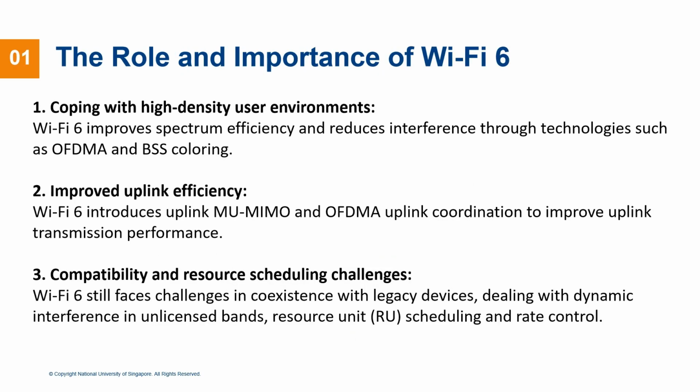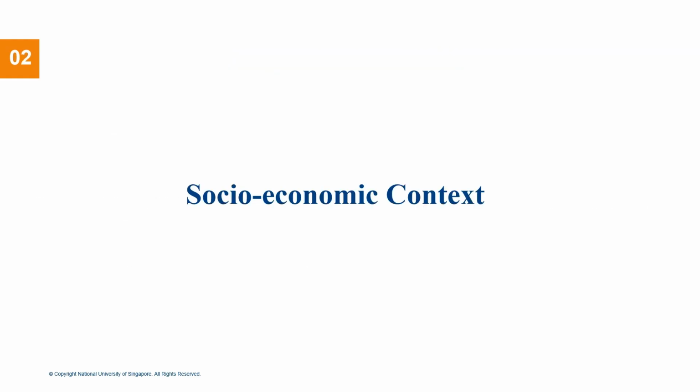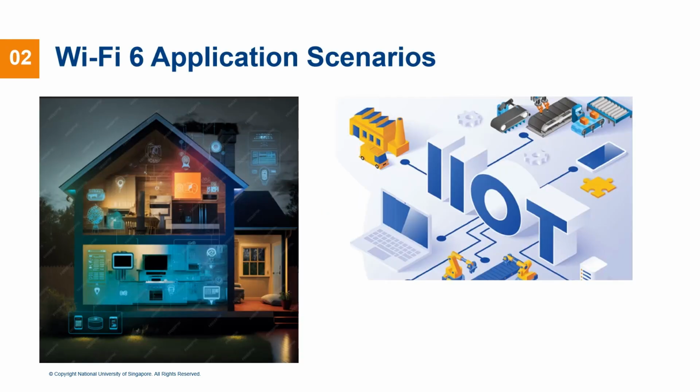And the role and the importance of Wi-Fi 6. First is coping with high-density user environments. Second is improved uplink efficiency, and the third is compatibility and resource scheduling challenges. Nonetheless, Wi-Fi 6 represents a well-structured response to these challenges and lays a strong foundation for future enhancements such as Wi-Fi 7. The second part is socio-economic context.